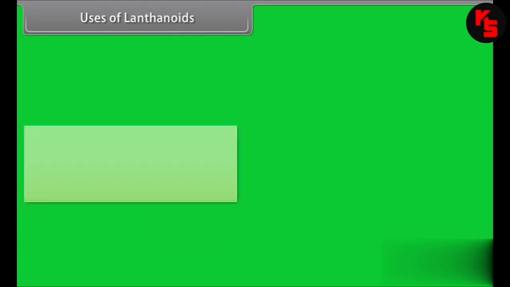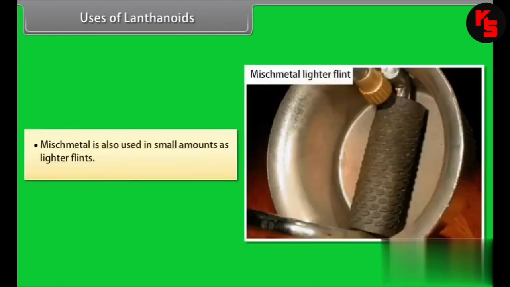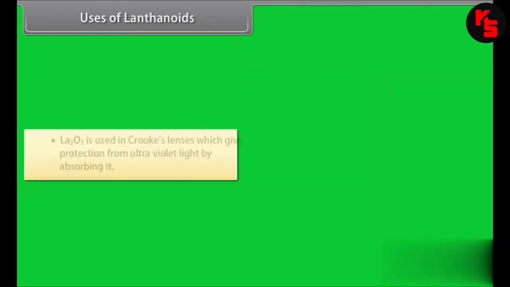Uses of lanthanoids. These metals are not much used. The important uses of lanthanoids are following. The unseparated mixture of lanthanum and lanthanides is called mixed metal. It contains about 50% cerium, 40% lanthanum, 7% iron and 3% other metals. This is added to steel to improve its strength and workability. Mixed metal is also used in small amounts as lighter flints.